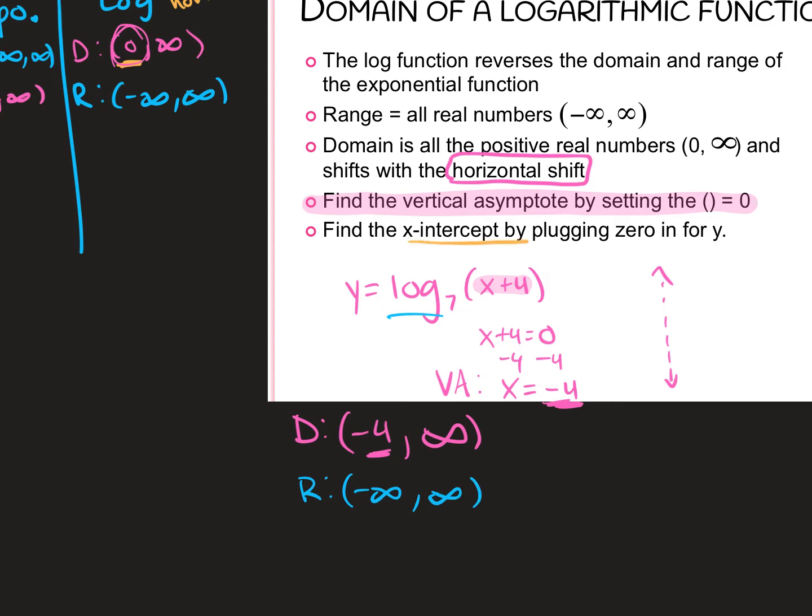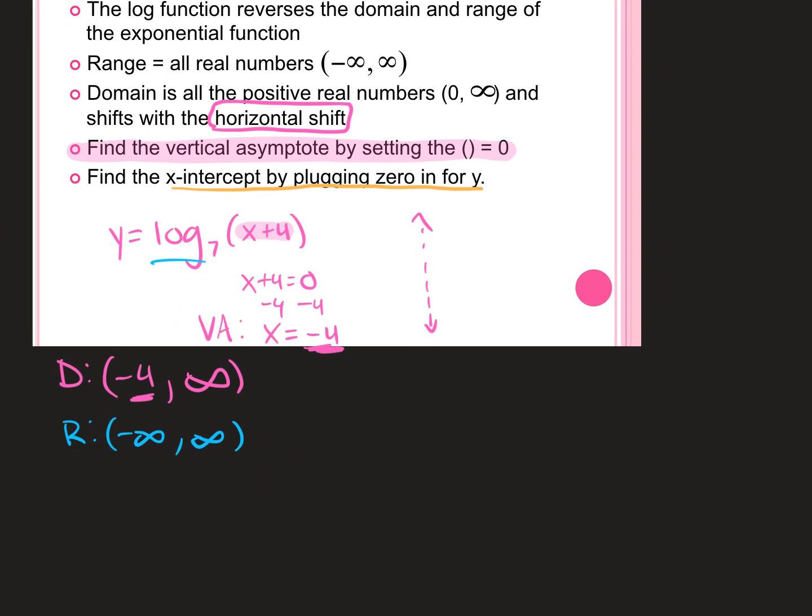And then to find the x-intercept, we plug in 0 for y. So just to continue with this example, because questions will look like this on WebAssign and the quiz that we have next week. So we would plug in 0 for y. So I have 0 is equal to log base 7 of (x plus 4). To solve a log function, the only time we'll have to do this is to find the x-intercept. But to solve, we start with the base.